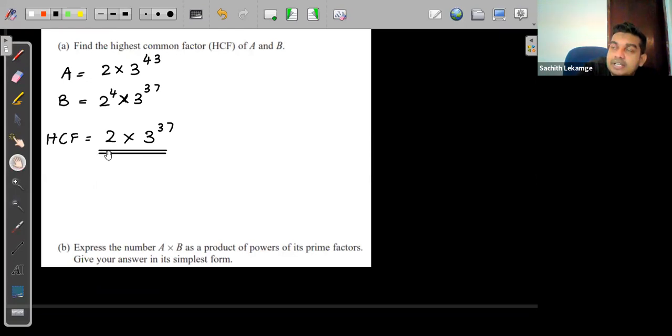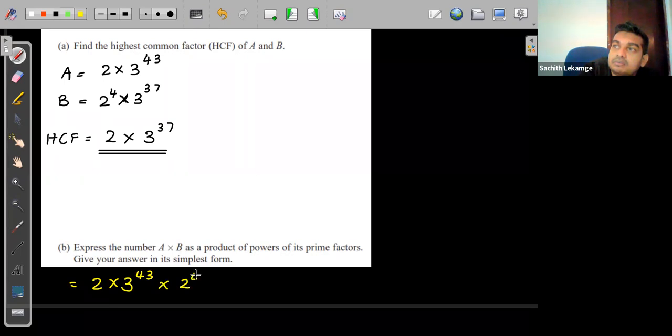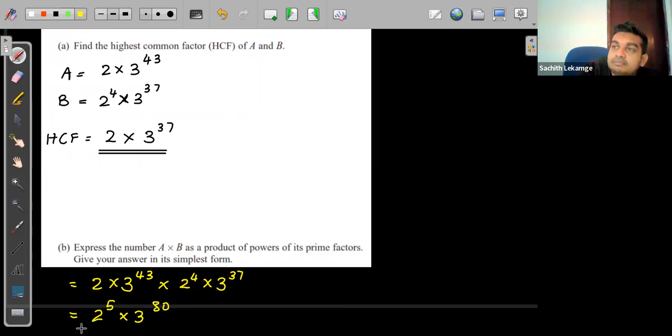Express the number A into B as a product of powers of its prime factors. Give me the answer in its simplest form. 2 × 3⁴ × 2⁴ × 3⁻¹⁷. Then you are getting 2⁵ × 3⁻¹⁷. Is it clear? Is it easy? Yes, LCM. Good question.